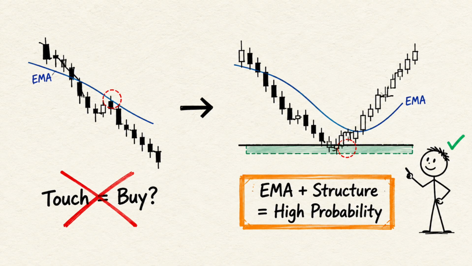But don't make this mistake. Price touched the 20 EMA, so buy. No, the EMA is not magic. It's a reference. Combine it with structure and price action, and suddenly a moving average becomes much more useful.